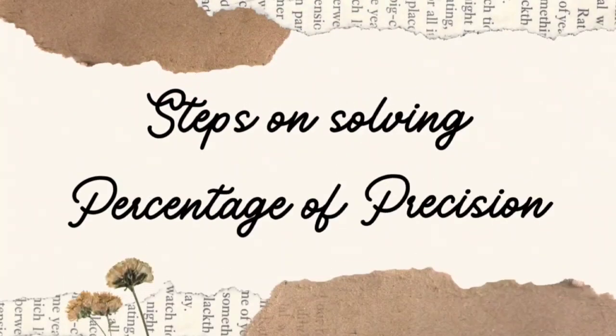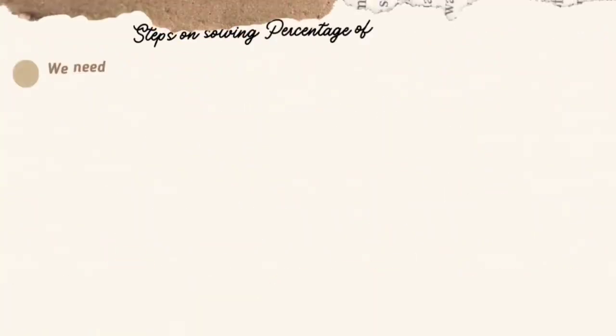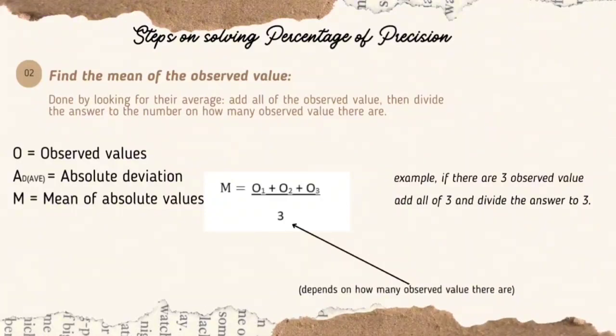And now we will learn how to find the percentage of precision. This is different from the accuracy. After the observed trials, we will then find the mean of the observed values. This is done by looking for their average. To find the average value, we need to add all of the observed values right here. Then, divide by the number of observed values there are. In this case, there are 3 observed values, so we will divide it by 3.